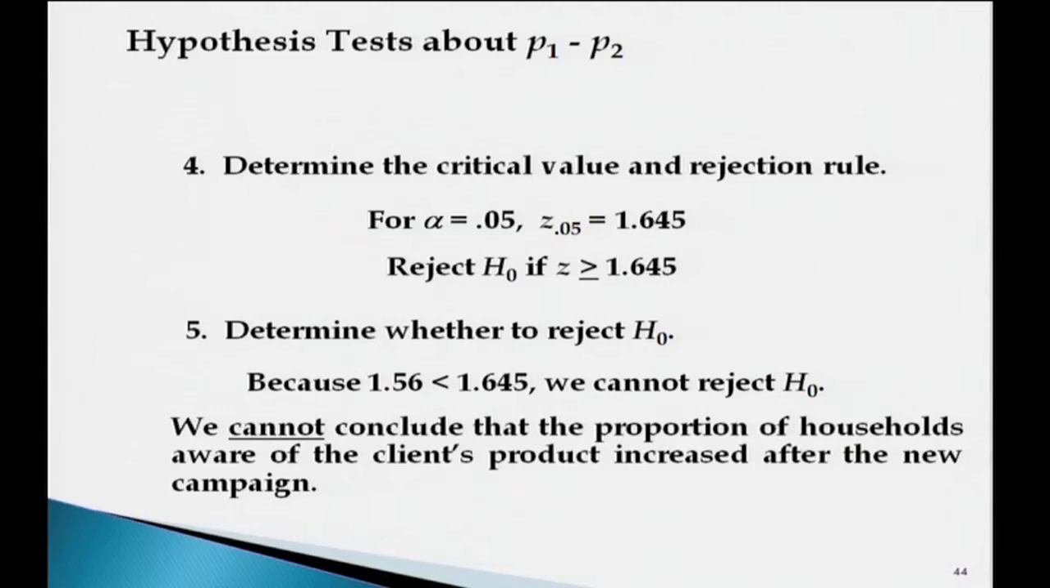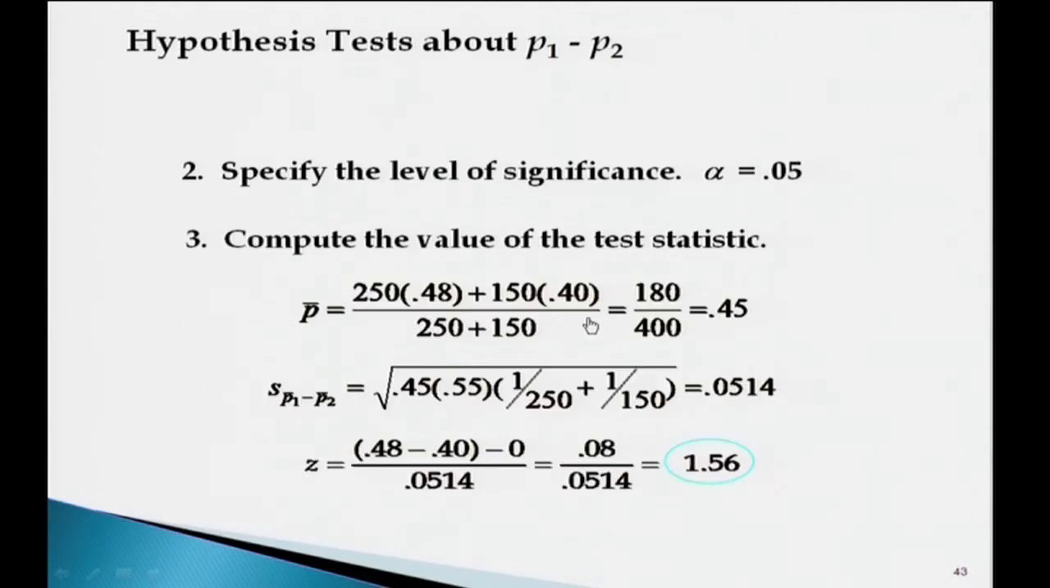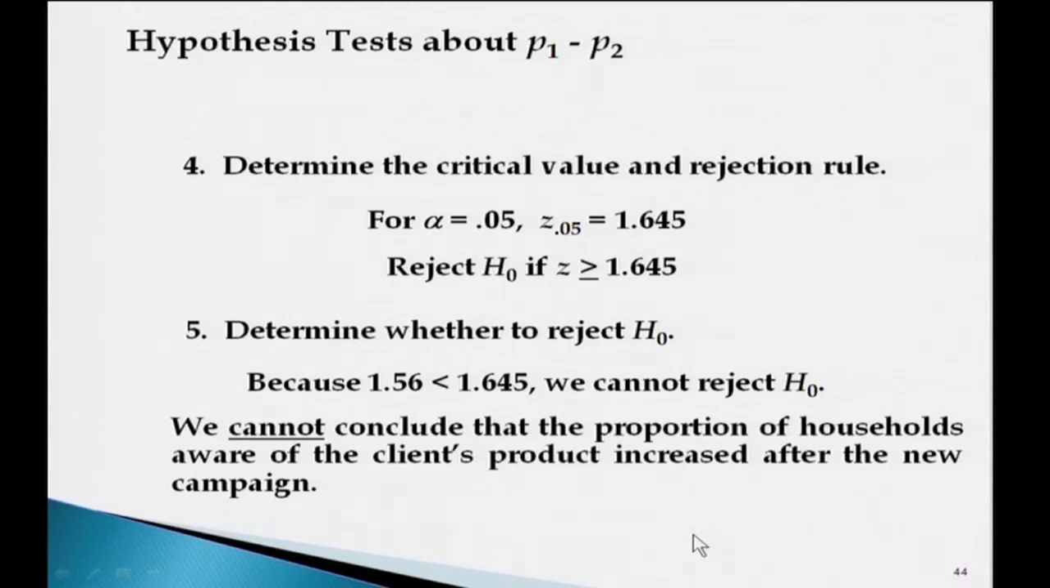Since it is a one tailed test, we are only talking about whether the awareness has increased or it is the same. So, at 5%, the Z critical value is 1.645, and our calculated value is lesser than this. So, we cannot reject H naught.